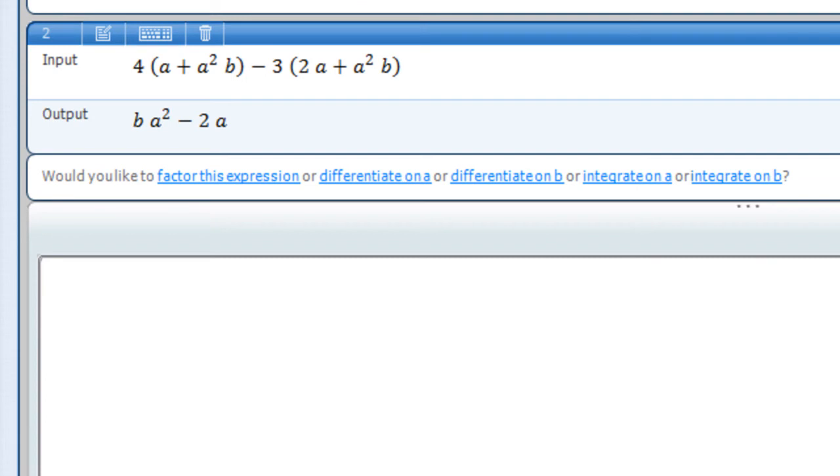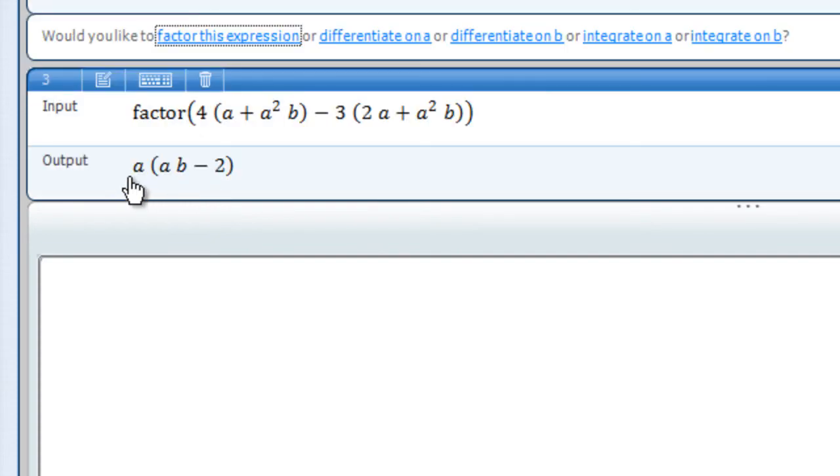But on this equation, if you've noticed, this little bit here, it says I can actually factor it. And what that will do is it will take it out in terms of a, because I don't know if you can see, but there's 2 lots of a here. So I'll factorise it, and there we go, it gives me it in terms of a.